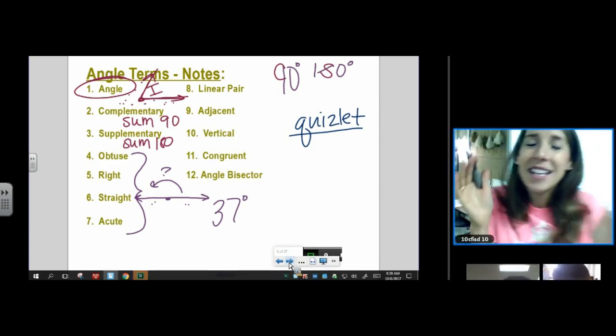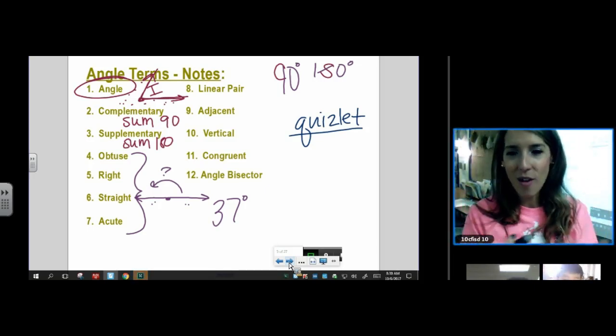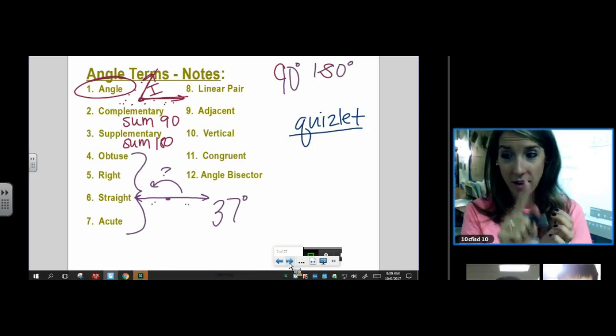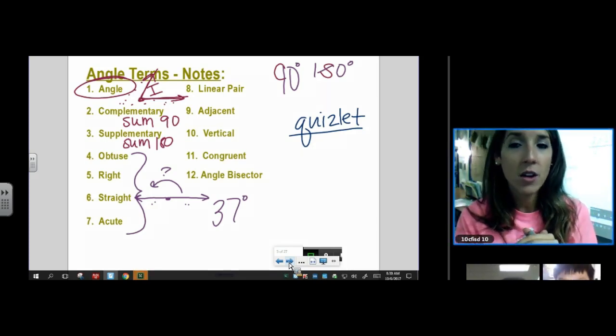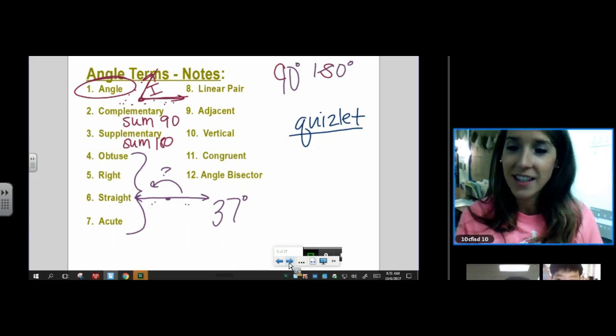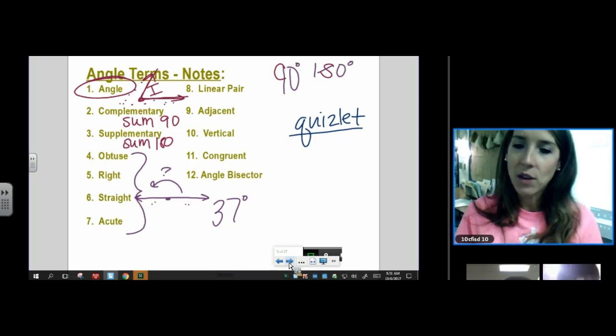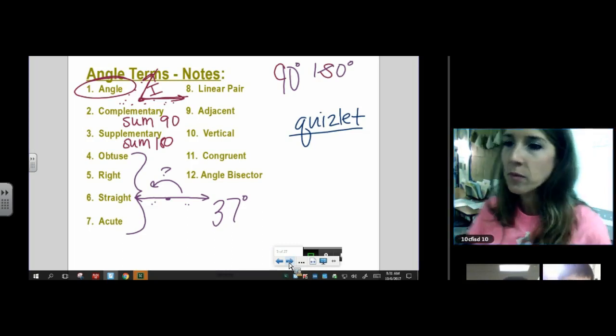And then you've got your cute little angle, acute. Acute means tiny. It means small. It means less than 90 degrees, but greater than 0. So we're not going to discuss negative angles in here. I'll save that for your pre-cal teacher. We're going to be discussing mainly angles between 0 and 180. Every now and then we'll go past 180.